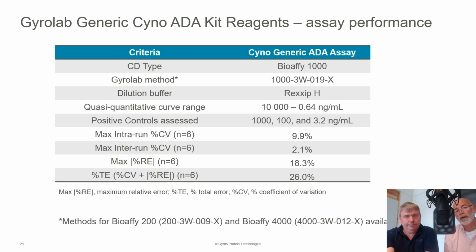So here we have some representative data that shows how the assay performs on a Bioaffy 1000 nanoliter CD. What you can see here is that the acceptance criteria are well within what you would need for a typical ADA assay. And then beyond running the assay in the 1000 nanoliter CD, we have data that shows it could be done. We get similar results if we use a Bioaffy 200 or a Bioaffy 4000, depending on the range that you're looking to cover.